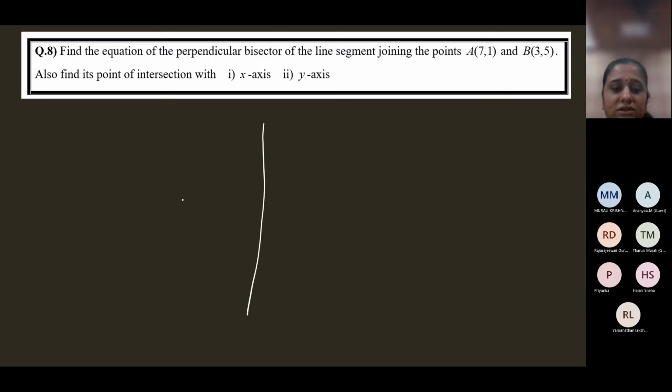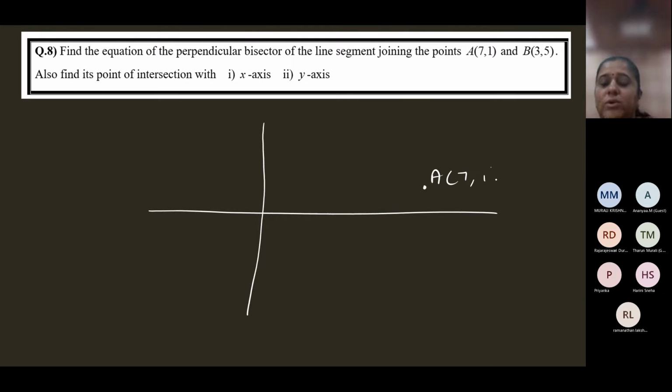All of you, please listen carefully. A is 7, 1, somewhere here. B is 3, 5, somewhere here. All right, children, so this is the meaning. I'm just showing you the Cartesian plane. This is the first quadrant, and these two points A and B lie in the first quadrant: 7, 1 and 3, 5.